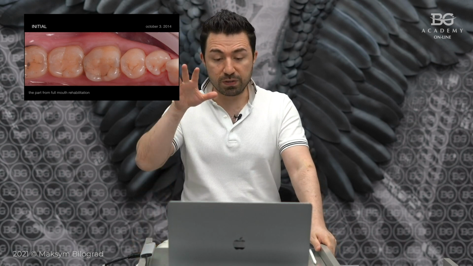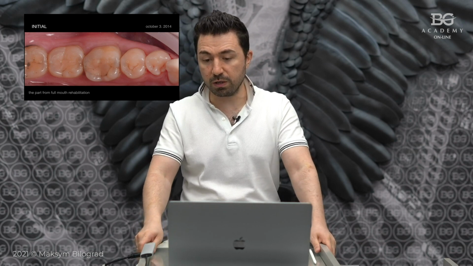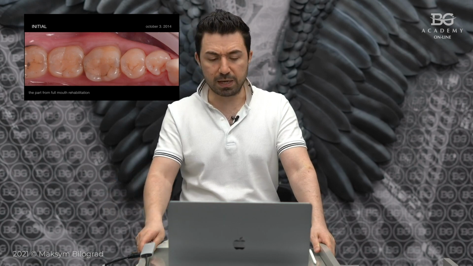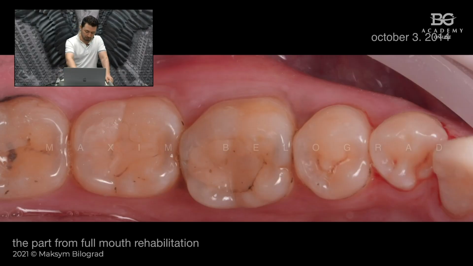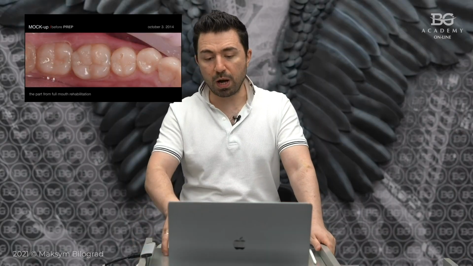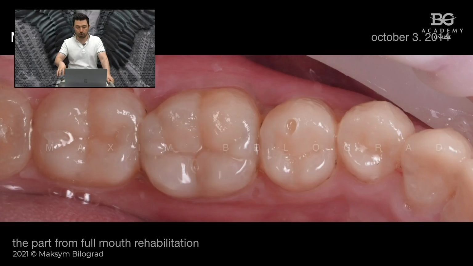So, okay, this is the initial case. You can see, by the way, the date is October 3rd, 2014. Pretty old case, but anyways, pretty interesting and well documented. Here we have an adhesive mock-up, and this mock-up helps us to check if our occlusion planning was correct. So we can put these 28 units of mock-up into the patient's mouth.